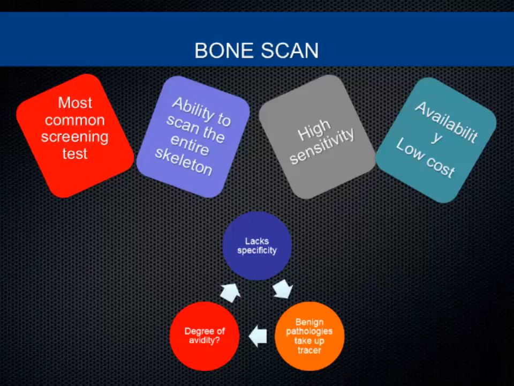We also depend too much on the degree of avidity. The hotter it is, we think it's more pathological, but it is not so, because even benign pathologies can take up tracer, and therefore it complicates your final interpretation. We are quite good in description, but when it comes to a definitive diagnosis, that's where we may not be as good as we have imagined in the past.